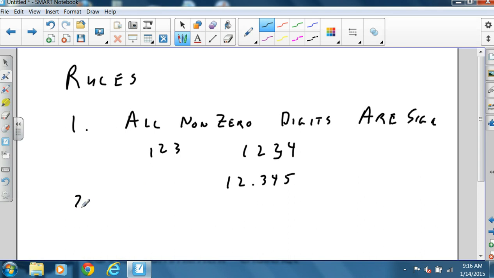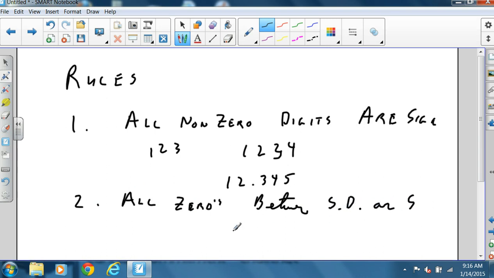Rule 2. All zeros between significant digits are significant. So I've got 1, 0, 2, 3. I have 4 significant digits.